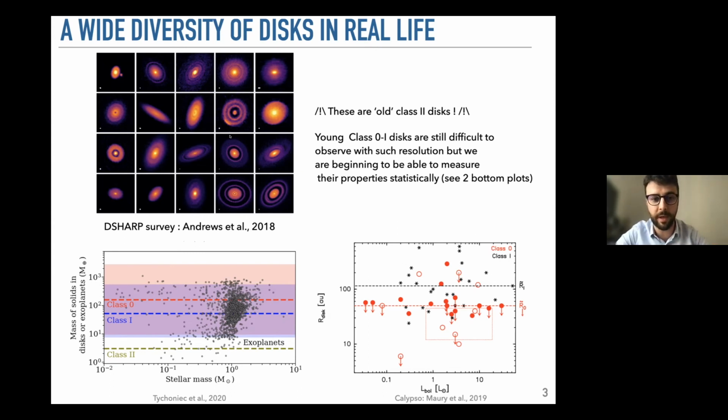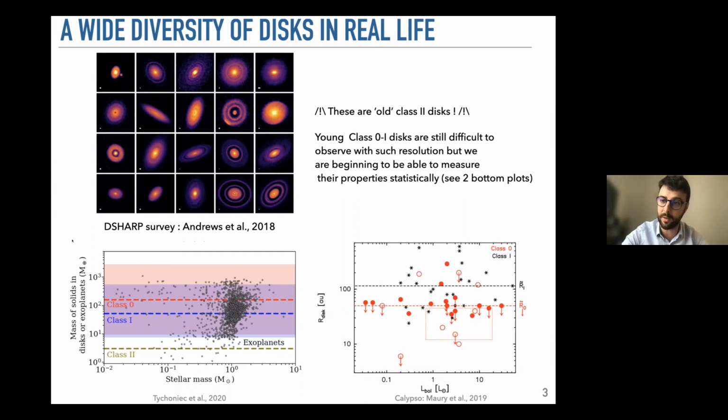These, as I said before, are older disks, but there is also a wide diversity in younger disks. Unfortunately, for now, we are still unable to resolve them with such accuracy, because right now in protostellar collapse calculations we are not able to integrate the model until class 2, but we are now able to measure some properties of the earlier stages of disk evolution. Among these, the two main properties that are measured are the mass of the disks and the radius of the disks. And two things came out of these measurements.